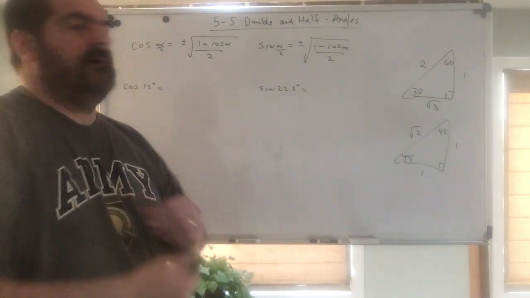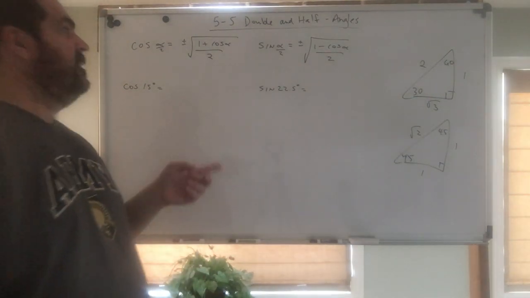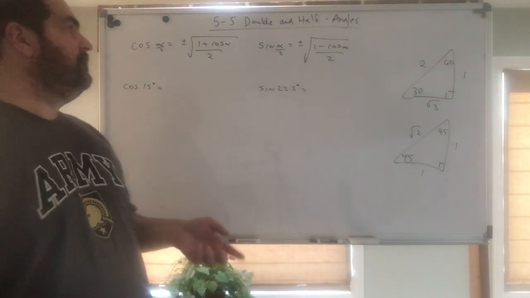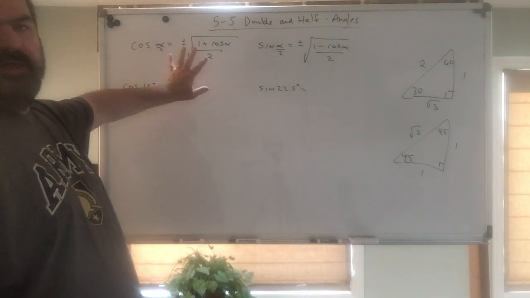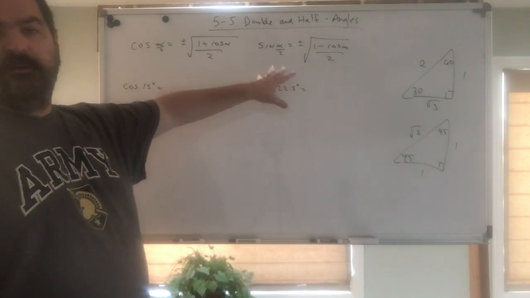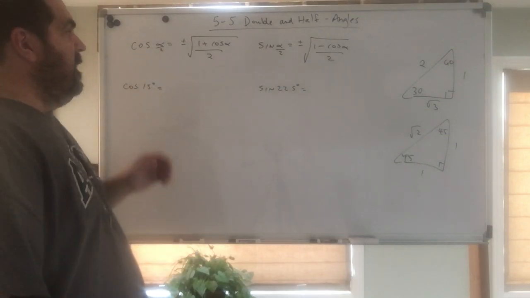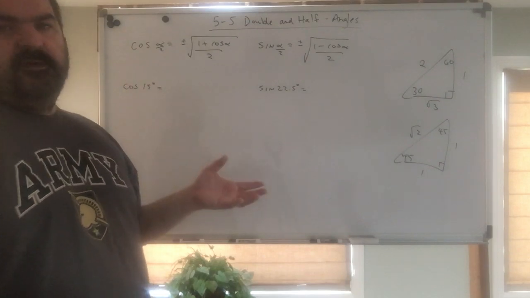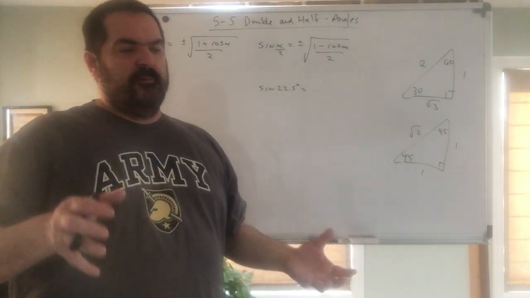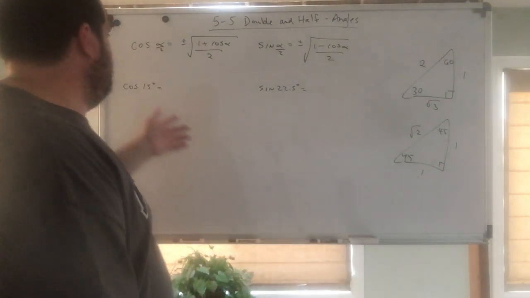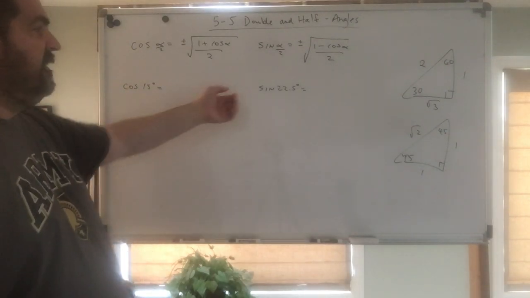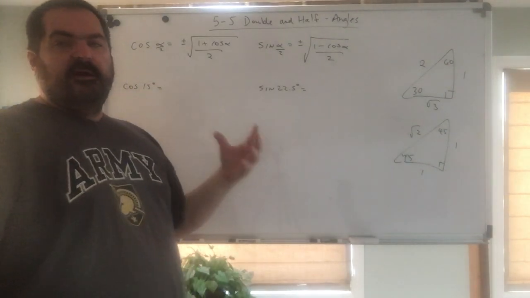All right, this will be part one of my double and half angle videos. So I have the half angle for cosine and sine up here. I will eventually do a tangent one. The half angle formulas, we can use them to find cosine of 15, sine of 22.5, some of those other angles.